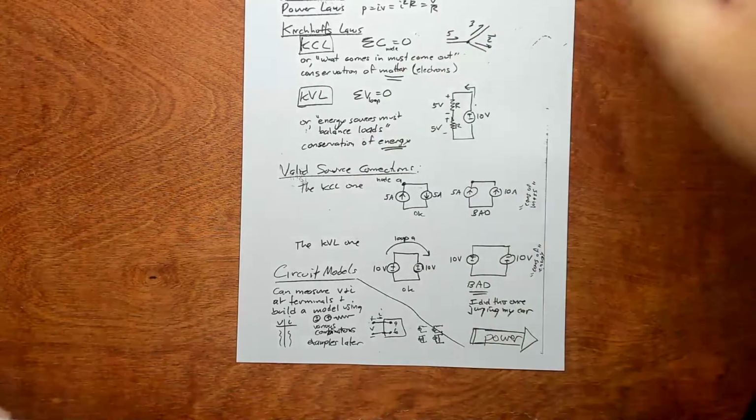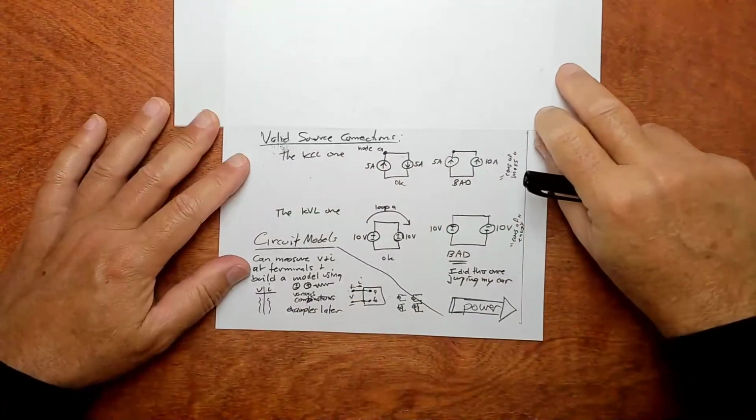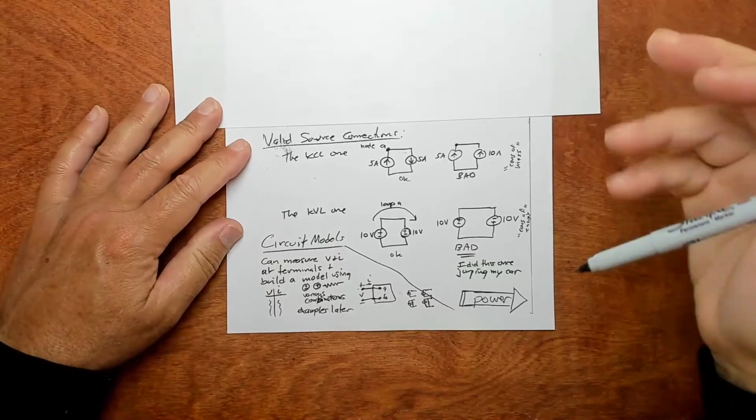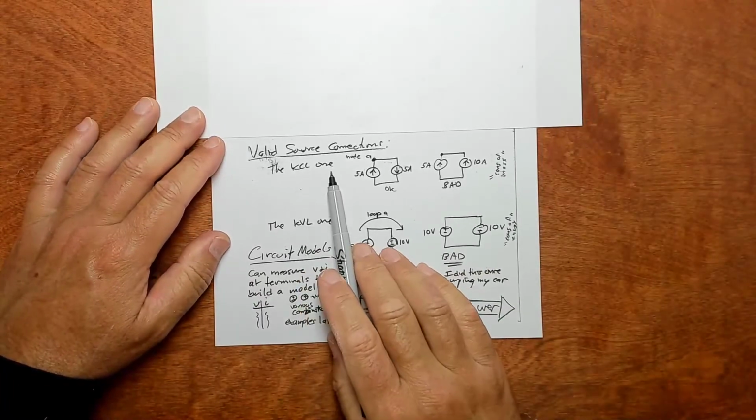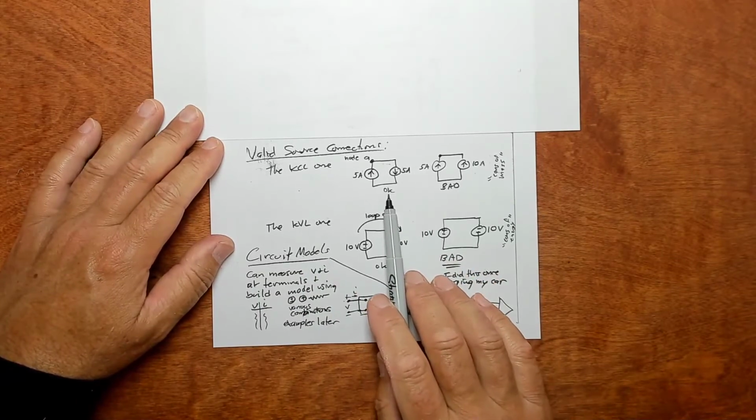Okay, the next concept is valid source connections. I like to cover up the stuff I'm not talking about sometimes. So there's the KCL one, that is hooking up current sources. So this is okay.